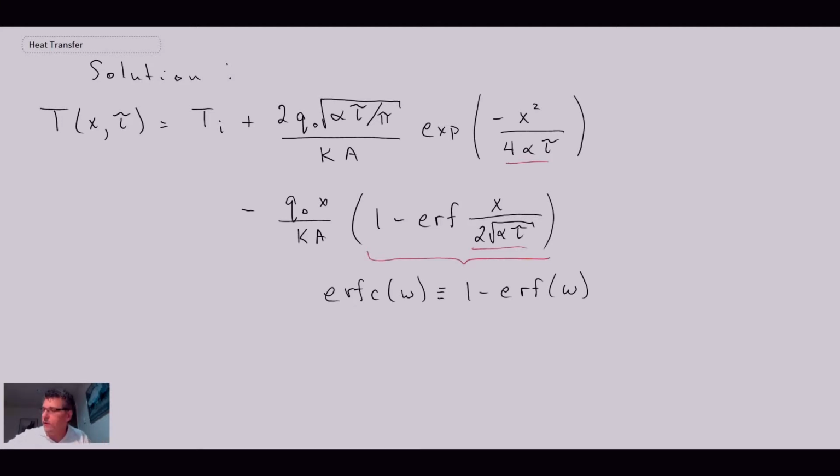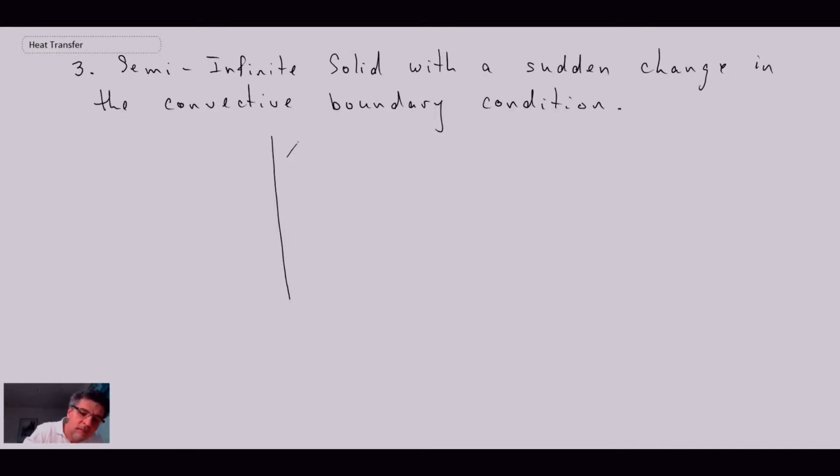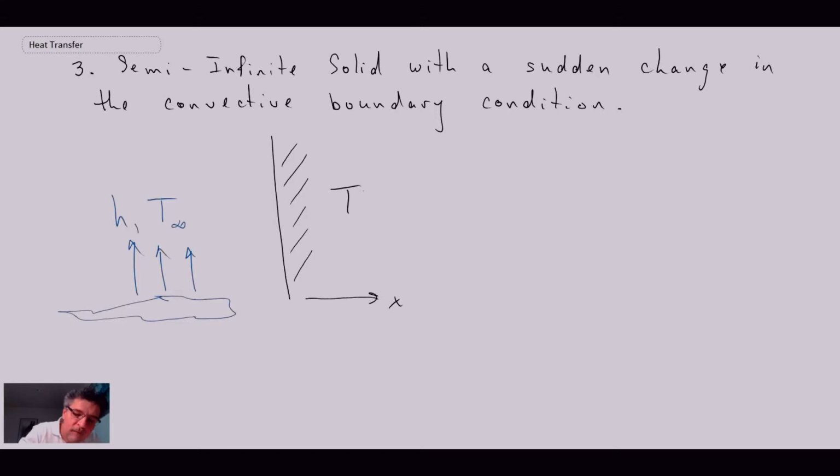The last one that we're going to look at is going to be where we change the convective boundary. And so assume we have a semi-infinite solid and we have a sudden change in the convective boundary condition. So just like for the other ones, what we're interested in is determining the temperature distribution as a function of spatial location and time. We're told the initial condition for all x at time 0 is Ti. And for the boundary condition here, we have convection.